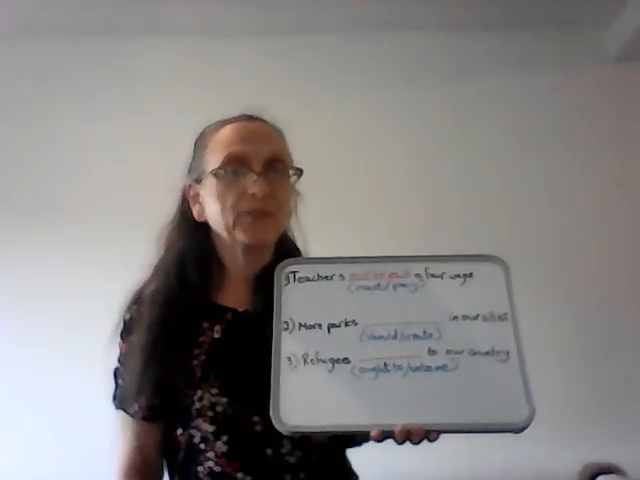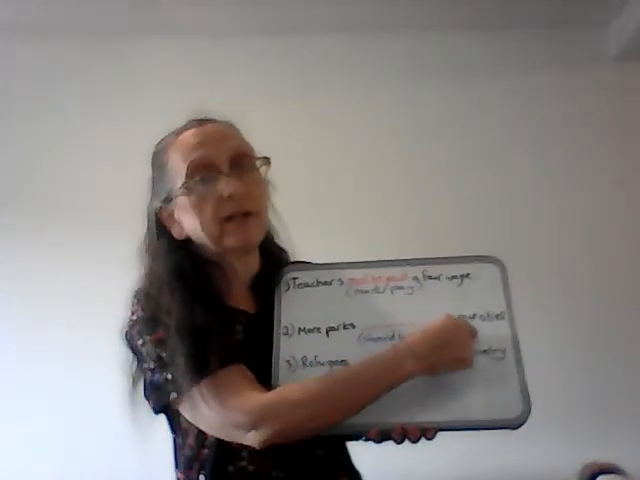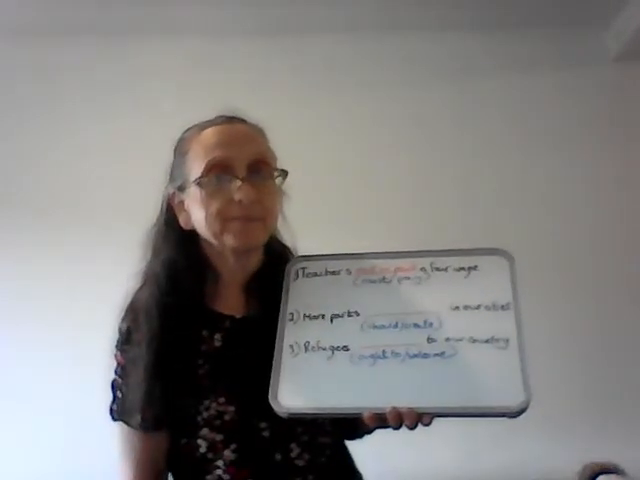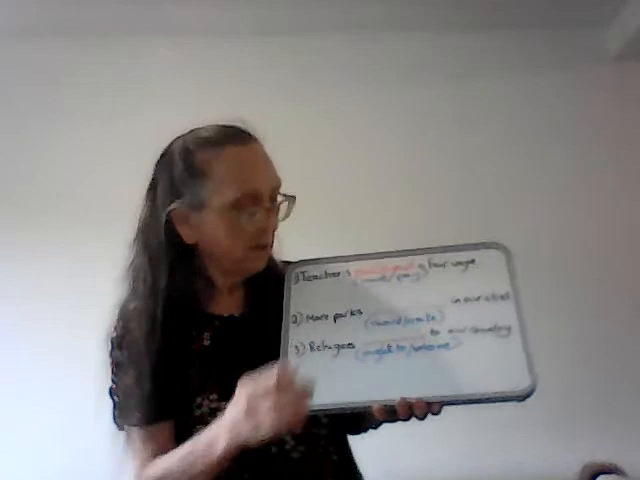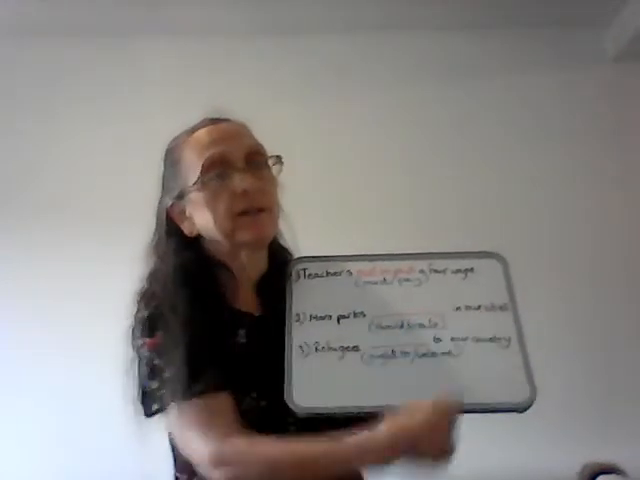What about the second one? More parks in our cities. The words in blue are should and create. More parks should be created in our cities.